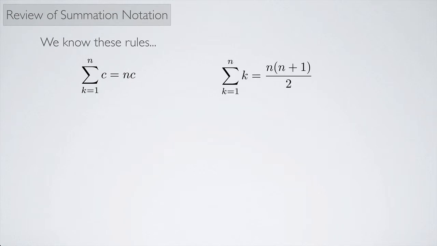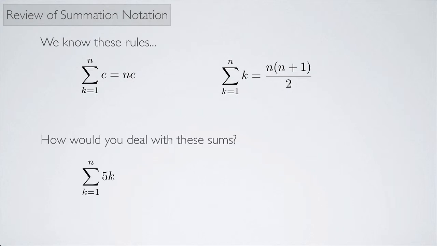Okay, so we know these rules. The sum from k equals 1 to n of a constant is just n times the constant, and the sum from k equals 1 to n of k is n times n plus 1 all over 2. How would you deal with these sums? How about the sum from k equals 1 to n of 5k? Or maybe the sum from k equals 1 to n of k plus 2.